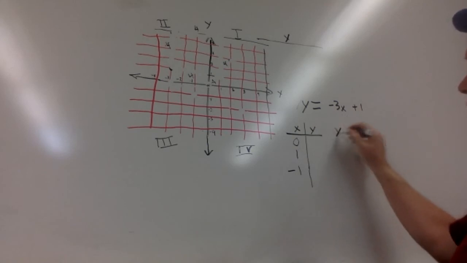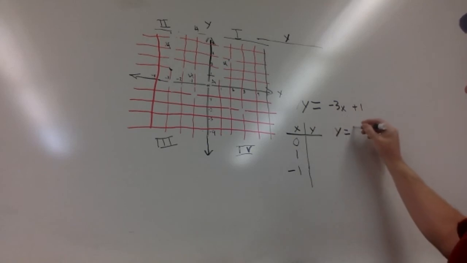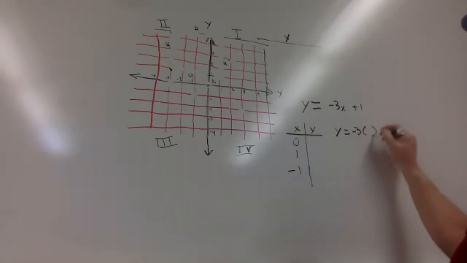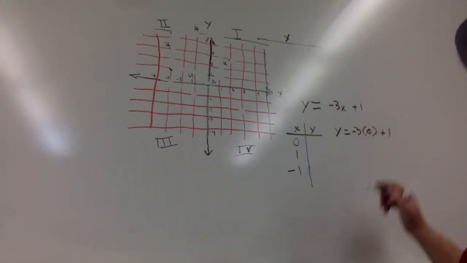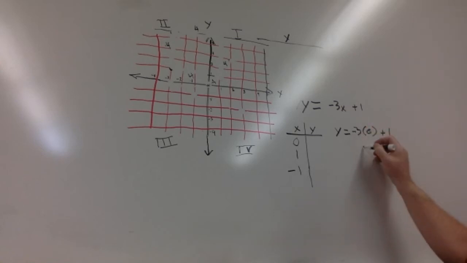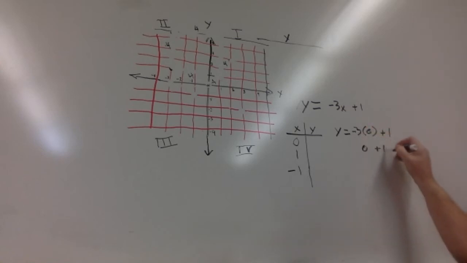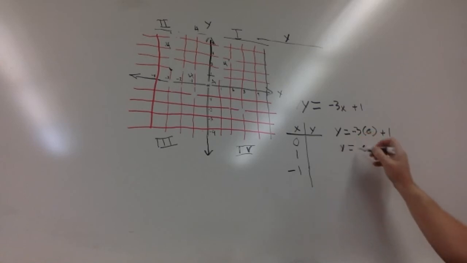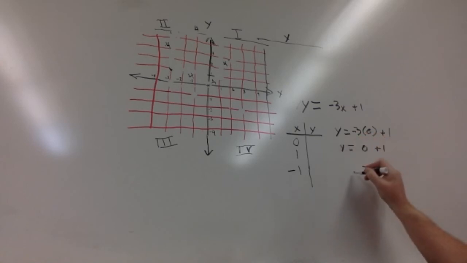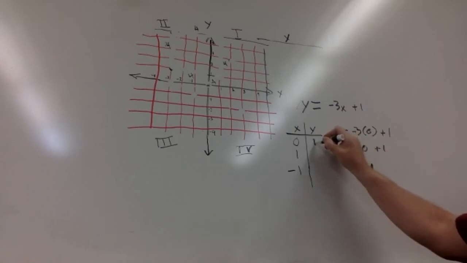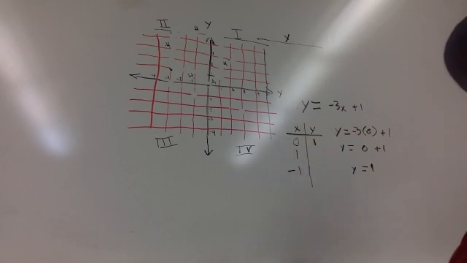So my first one will be y equals negative 3 times 0 plus 1. Okay? So negative 3 times 0 gave me 0. And as I move my steps down, 0 plus 1 will be 1. So when x is 0, y is 1. I just made my first ordered pair right there. Okay? I'm going to make 2 more.